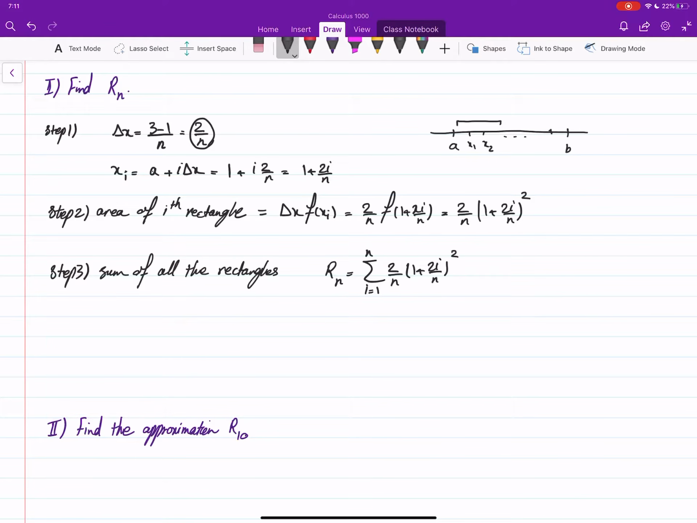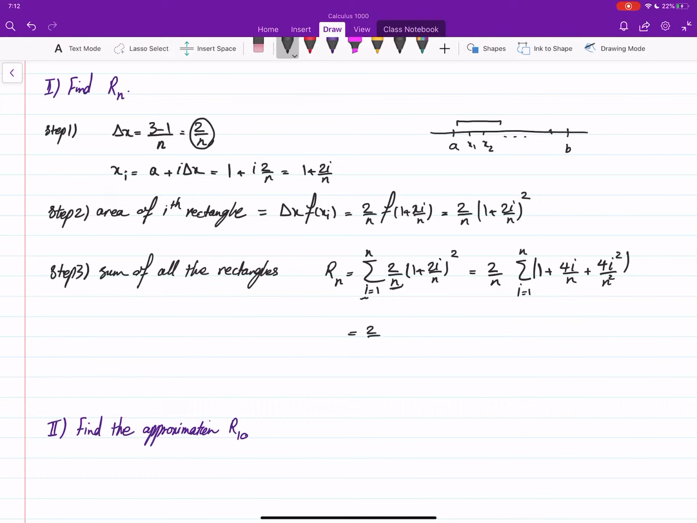Well, that's the sum, but we can compute this sum. Why? You see, there is 2 over n here. I can put that out. Remember that the summing variable is i, and n is just a constant. And inside I have 1 plus 2i over n squared. I can expand that, and get 1 plus 4i over n plus 4i squared over n squared. All of this, i goes from 1 to n.